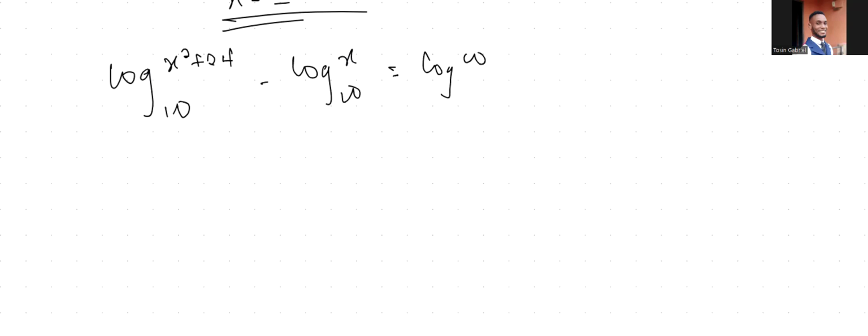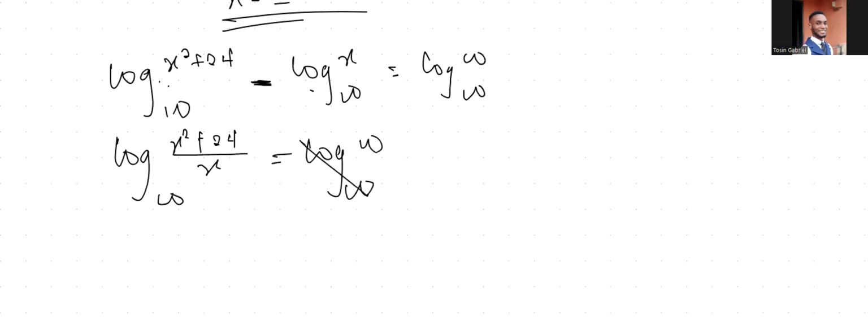Now let's say that we have log of x squared plus 24 in base 10, minus log x base 10, which is equal to log 10 in base 10. All right. So first, we try to combine this log and this log. If you are doing that, that's going to give us division. So we have log of x squared plus 24 divided by x, base 10, which is equal to log 10 base 10.